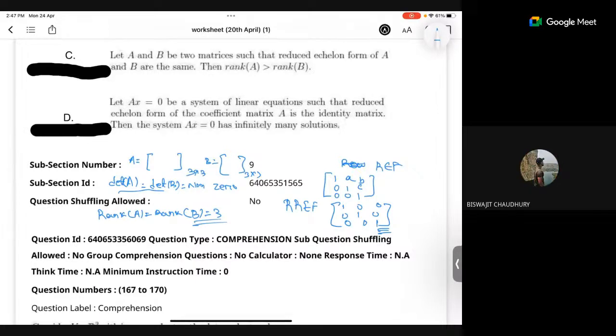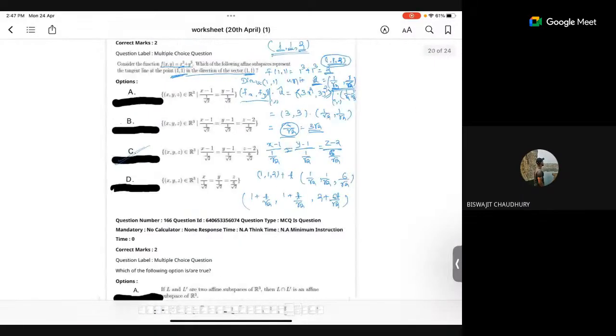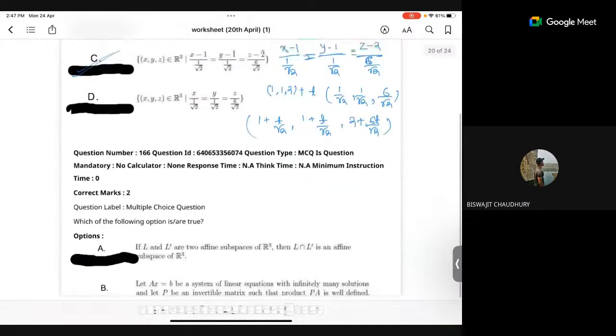Have you got it? So the statement is true or false? So obviously the statement will be false. Sir, in the same way, nullity will also be equal, right? Nullity will be equal if you are considering two matrices of the same order. Okay, anyway, we'll solve this one.